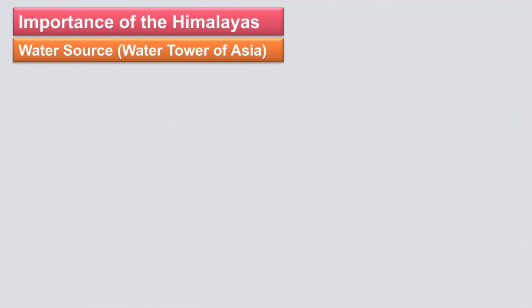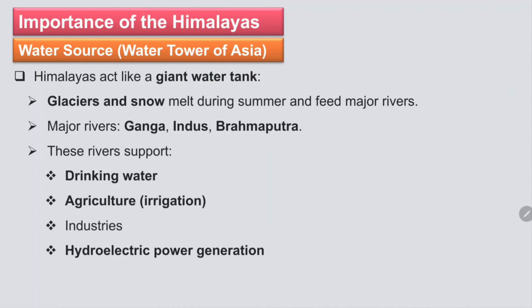So, the importance of the Himalayas. Now let us see the importance of the Himalayas. First, water source: it is the water tower of Asia. The Himalaya acts like a giant water tank. How? Because it is covered with snow and it has glaciers, isn't it? Glaciers and snow melt during summer and feed major rivers.